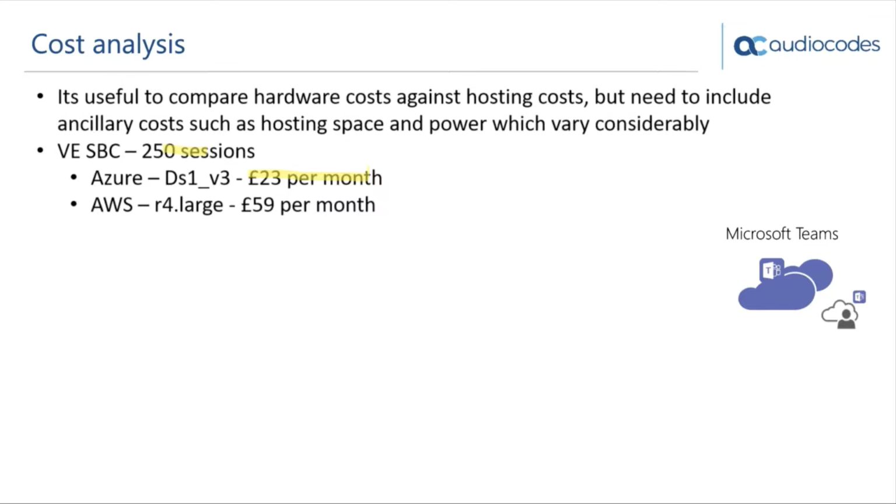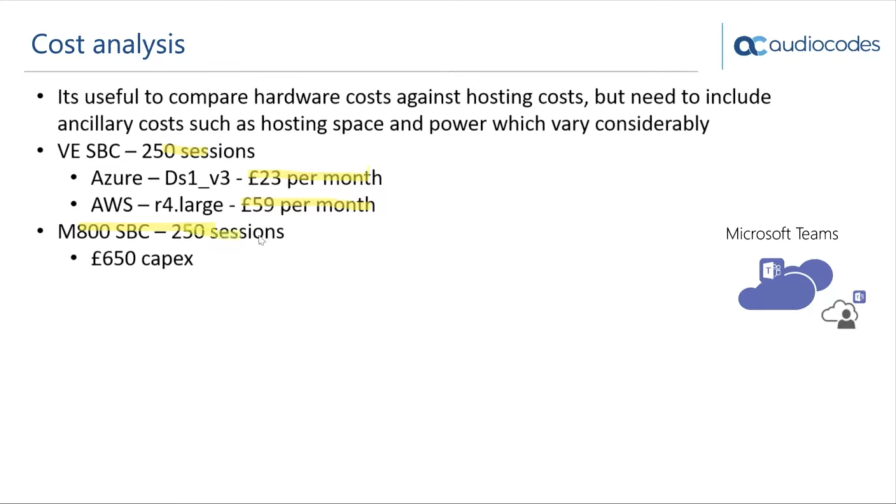If you do the same kind of SBC in Azure, in AWS, it'll cost you £59 per month, because we use slightly larger SBCs or virtual machines in Azure, so it costs a bit more. If we compare that with the costs of our M800 SBC, this is a hardware SBC that supports 250 sessions. That costs you about 650 quid to buy.